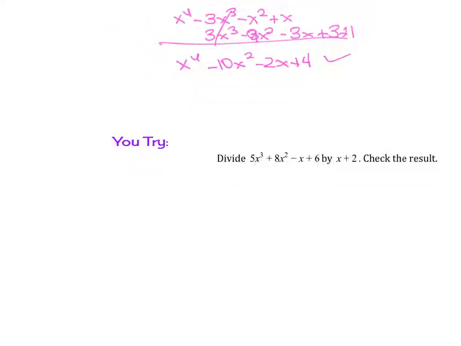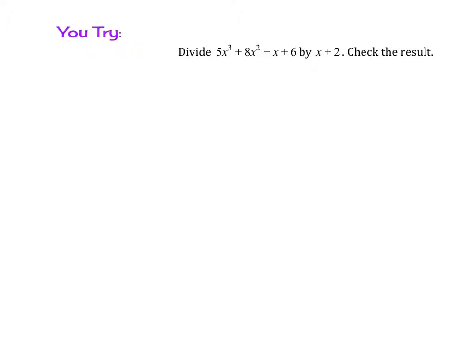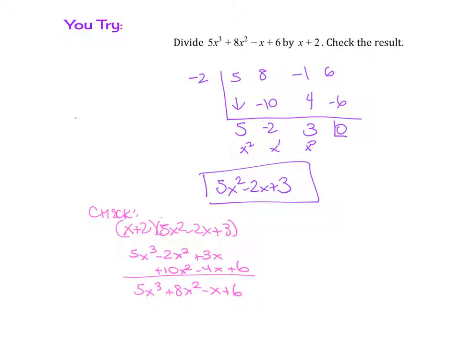So go ahead and try using synthetic division with this polynomial here, and pause the video, and when you return, I'll have the answer for you. If you tried this out, your quotient would have been 5x squared minus 2x plus 3. So you got 0 as a remainder, so it went in perfectly, and you can do the check by multiplying, and it works out.